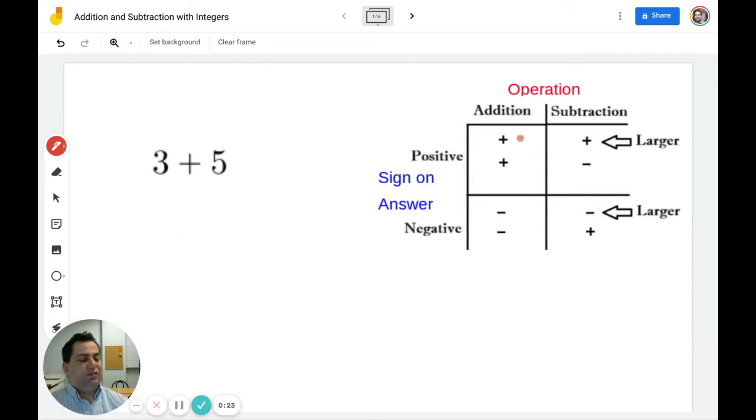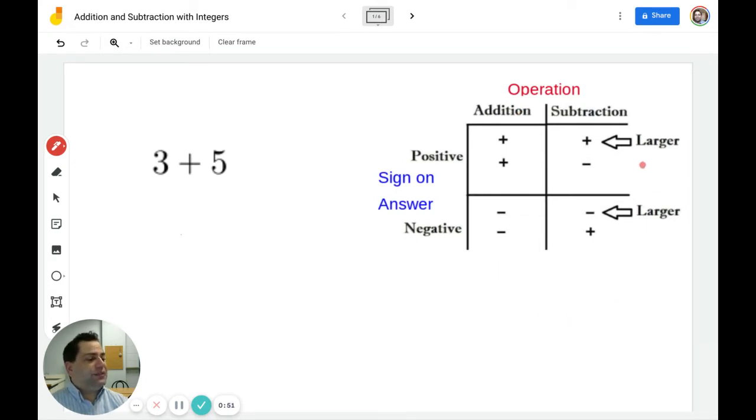If you have two positive integers, then you are going to add and your answer will be positive. If you have two negative integers, you're going to add and your answer will be negative. So a general rule is if you have two integers with the same sign, you are going to add and take the sign of the integers.